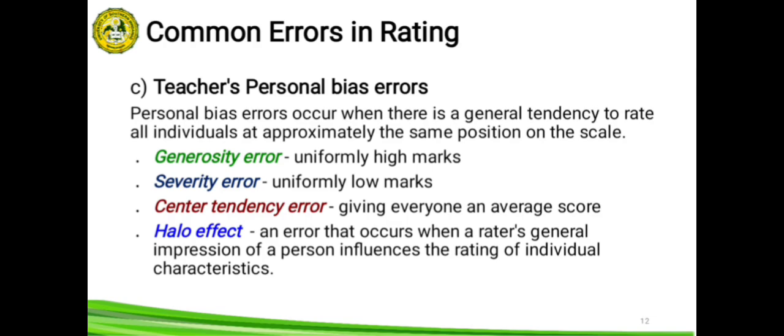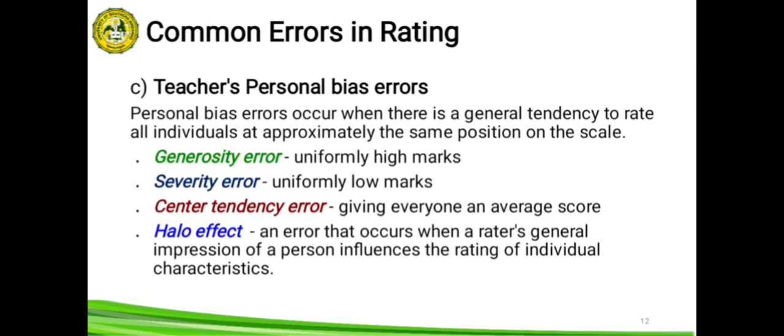Teachers' personal bias errors. Personal bias errors occur when there is a general tendency to rate all individuals at approximately the same position on the scale. This means that teachers sometimes allow their personal impressions, attitudes, or habits to affect how they rate students instead of rating each student objectively based on performance. The teacher's bias or emotional judgment influences the score.